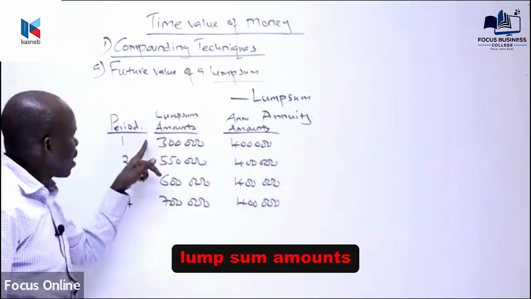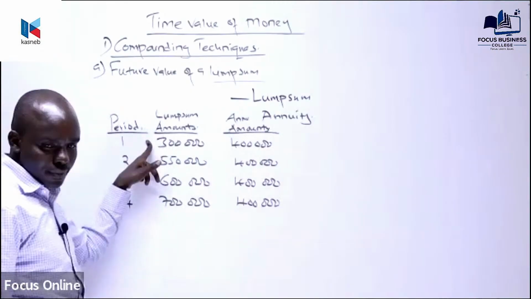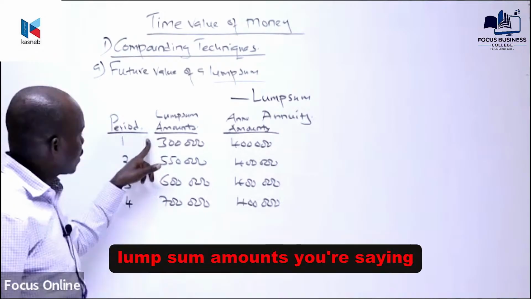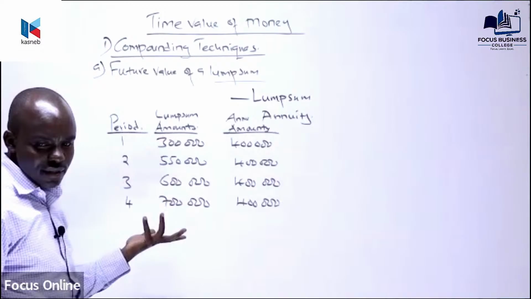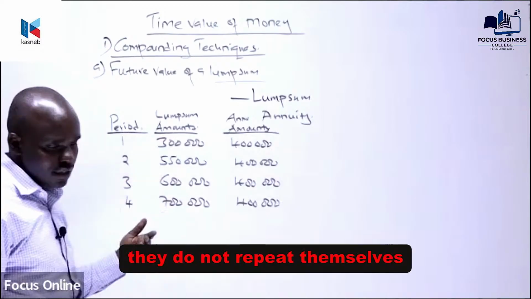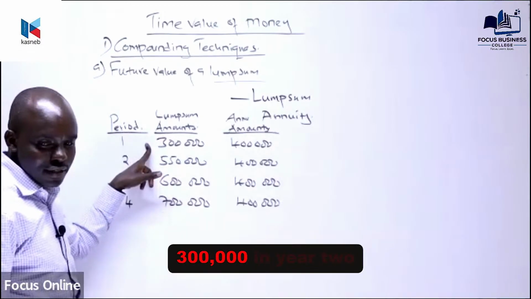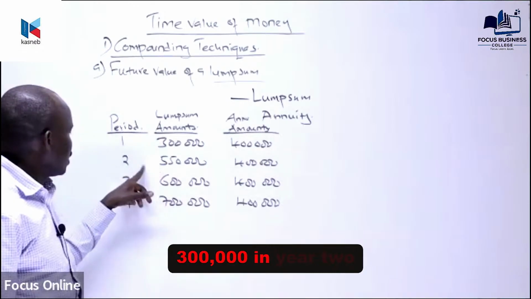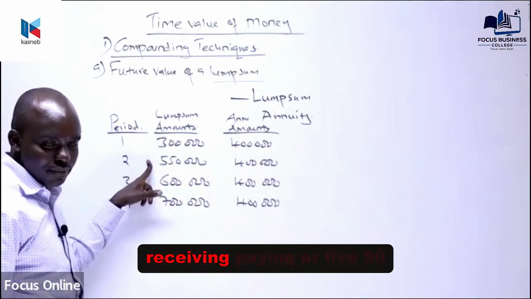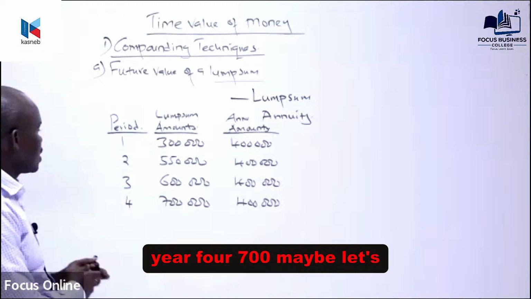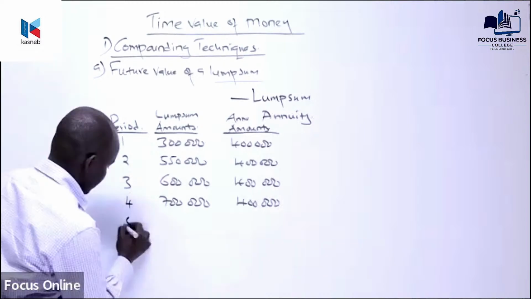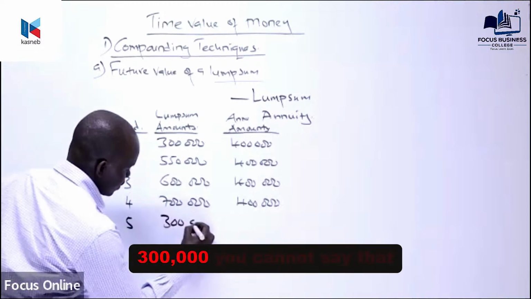Lump sum amounts. Lump sum amounts, you're saying this is an amount which is received or paid once. They do not repeat themselves. For example, in year 1, you'll receive 300,000. In year 2, you're getting or paying 550. Year 3, 600. Year 4, 700. Maybe, let's say, year 5, 300,000.